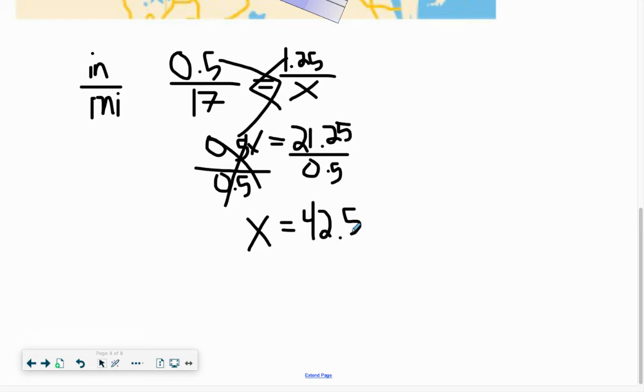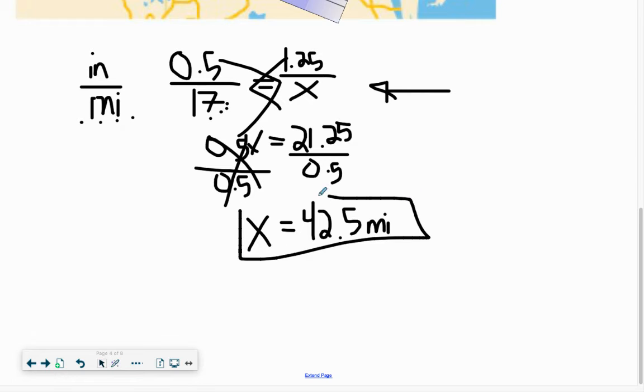And again, here we go. Find that variable. If it's on the bottom, what label did the 17 have? It had that miles, so our answer is going to have the label of miles as well. Put a box around it.